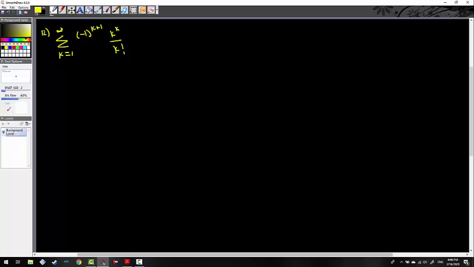Now, the ratio test for absolute convergence is rather unique among all of the absolute convergences. When we were talking about absolute versus conditional convergence, this one is rather unique, and I think you'll see why in just a second. So let's take the absolute value of this thing.